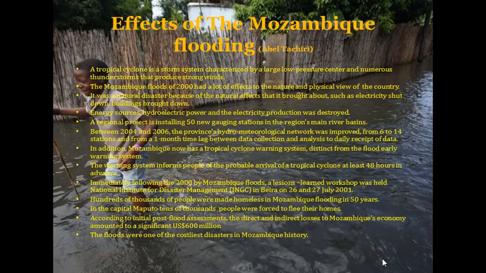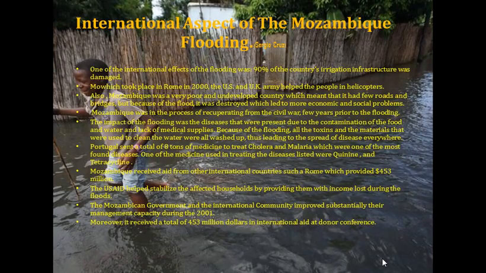And now, the international effects. First, 90% of the country's irrigation infrastructure was damaged. Second, it received a total of $453 million in international aid at a donor conference, which took place in Rome in 2000. The United States and the UK armies helped the people in helicopters.